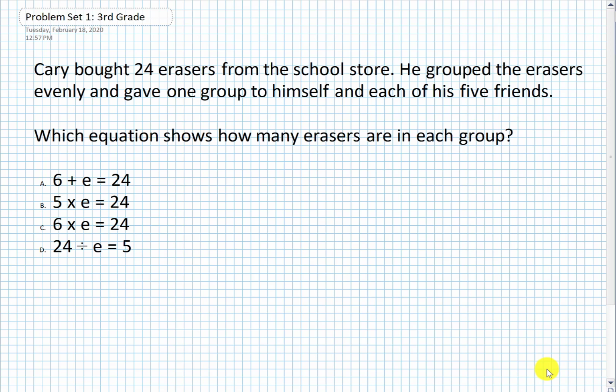Carrie bought 24 erasers from the school store. He grouped the erasers evenly and gave one group to himself and each of his 5 friends. Which equation shows how many erasers are in each group? And below you see we have 4 answer choices. 6 plus E, and I believe the E in this case represents erasers. So 6 plus E equals 24. 5 times E equals 24. 6 times E equals 24. And 24 divided by E equals 5. So that's all the information that we have.